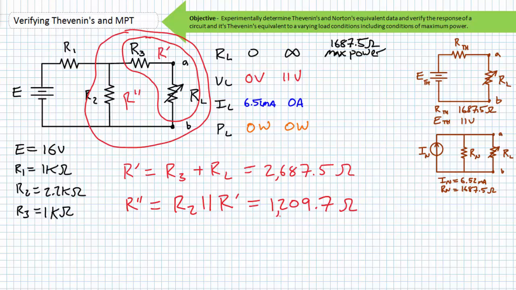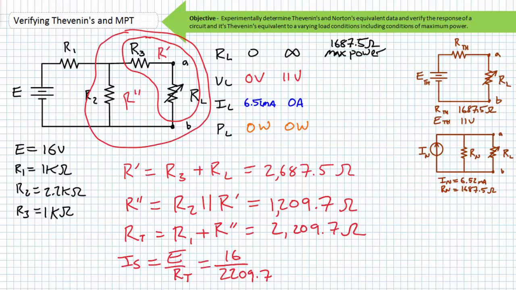R" has a resistance of approximately 1,209.7 ohms. R" is in series with R1. Therefore, the source would see approximately 2,209.7 ohms of total resistance. Ohm's law states that the source current will be equal to the source voltage divided by total resistance. Substituting in the necessary values, we find source current to be approximately 7.24 milliamperes.